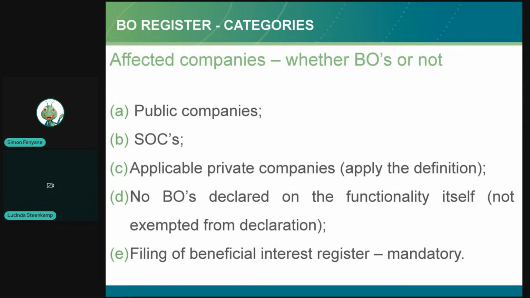For affected companies, as mentioned earlier in the presentation, you have your public companies, SOCs, applicable private companies in terms of the definition, where there's no beneficial owners declared on the functionality itself, it's not exempted from declaration. So what this means is when you select the category of affected company, the system will not ask you to declare the actual beneficial owners. It will take you immediately to the upload of the mandatory documentation, which is the filing of beneficial interest register for affected companies.